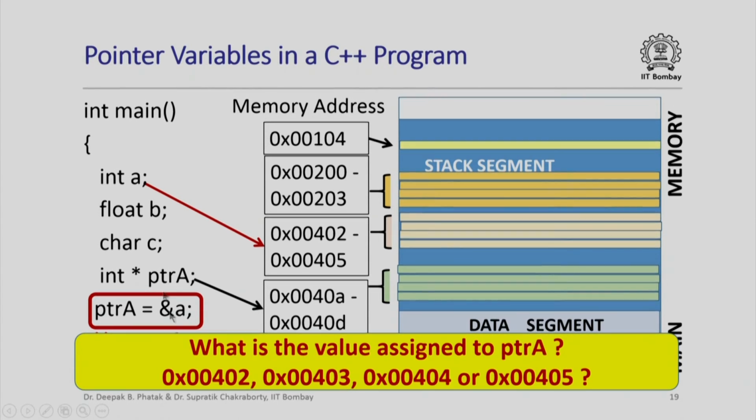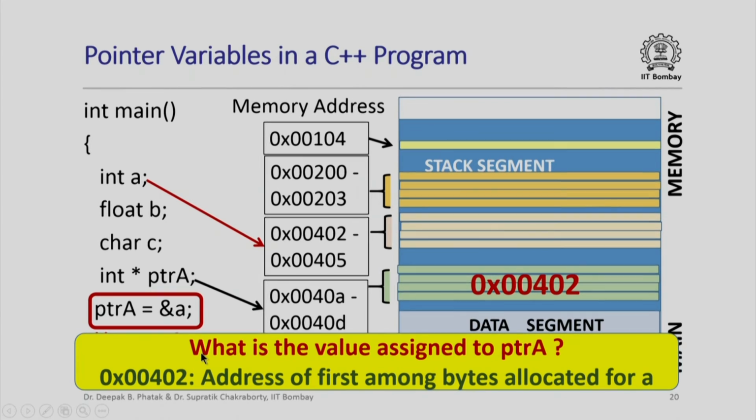Well, this should be the address of A, but A has been allocated 4 locations, so there are 4 addresses. Which of these 4 addresses should be assigned to the variable pointer A? It turns out in C++, the semantics is such that we are going to assign the address of the first among the 4 bytes allocated for A. The first among the 4 bytes allocated for A had the address 00402 in hex. Therefore, we are going to assign 00402 in hex to the integer pointer variable pointer A.